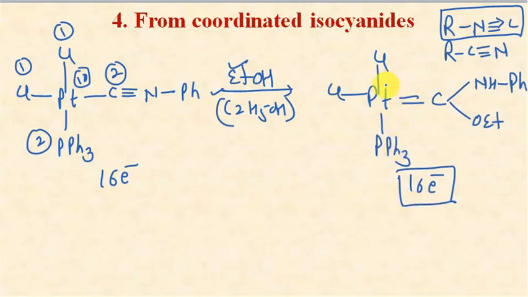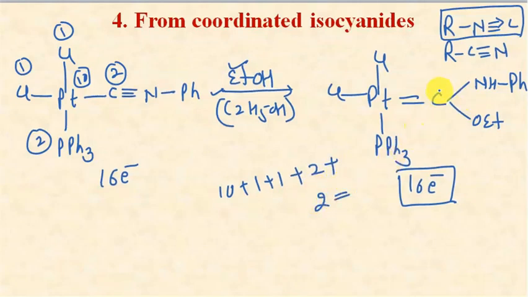10 electrons for platinum, 1 electron for one chlorine, another electron for another chlorine, 2 electrons for triphenylphosphine, and 2 electrons for this carbene substituent. So again we have 10 plus 2, 12, 13, 14, 15, 16. 16 electrons are there in both these compounds, meaning the reactant as well as the product. So this was the fourth method of preparation of metal carbene compounds.